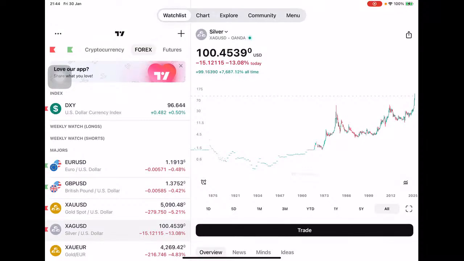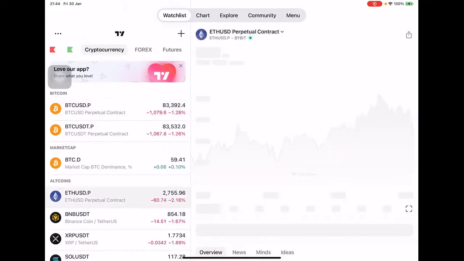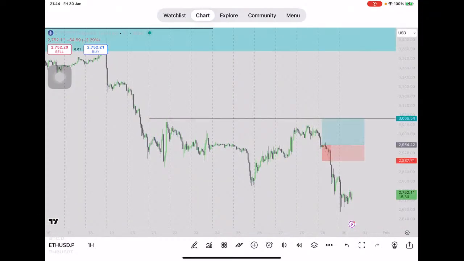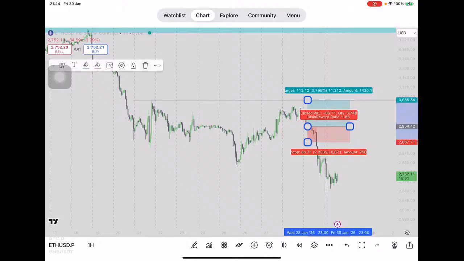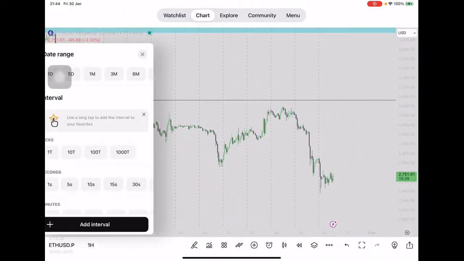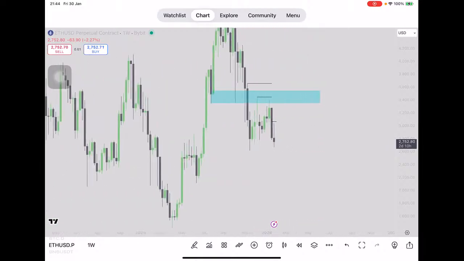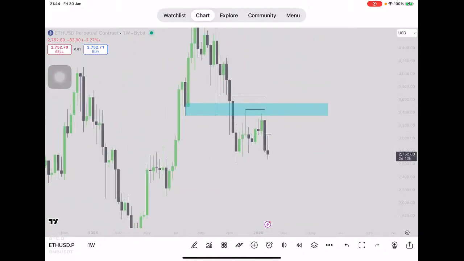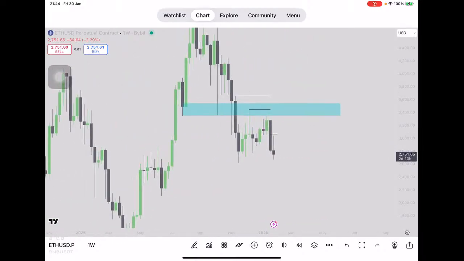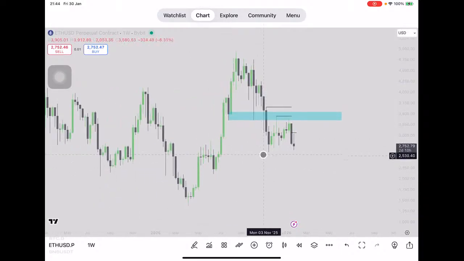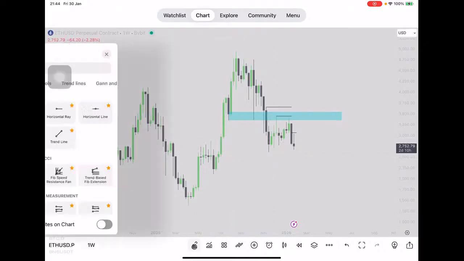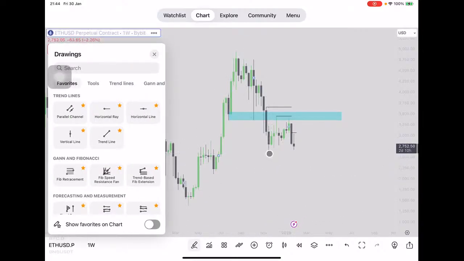I'm gonna look at crypto really quickly. Let's see, ETH. Yeah, that trade I got stopped out on. It's pretty ugly. In all honesty, just looking at this, my thought is we're gonna sweep those lows. We're probably gonna end up sweeping those lows next.